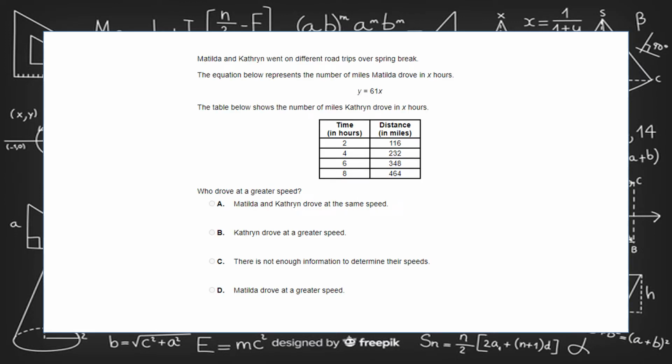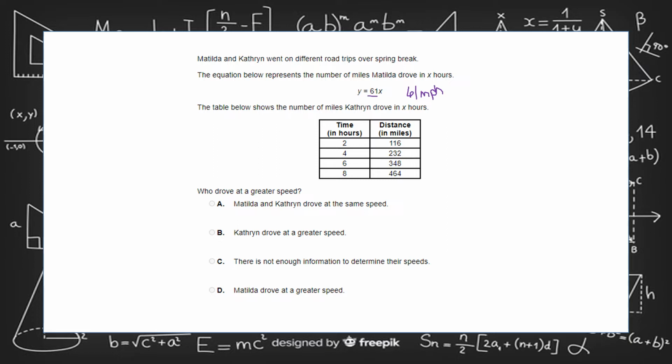Matilda and Catherine went on different road trips over spring break. The equation below represents the number of miles that Matilda drove in X hours. So Y equals 61X. And that means 61 miles per hour is what Matilda drove, because that is what our slope represents.